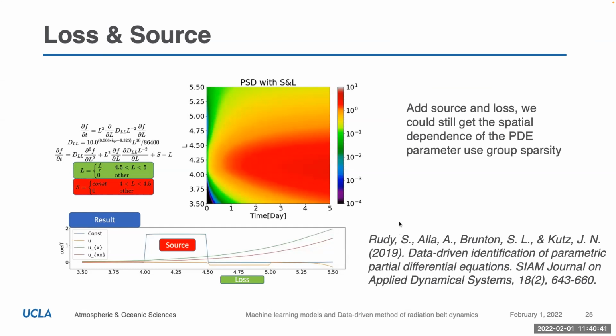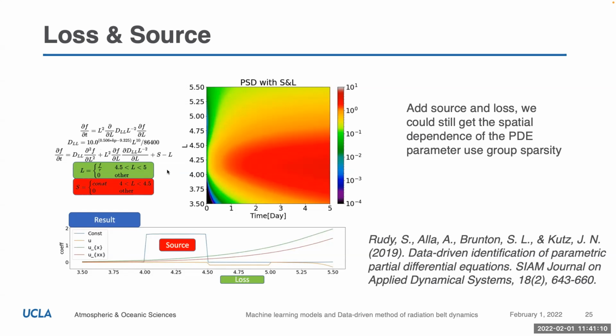So it's worth mentioning that our method could also be used to identify the source and the loss region in the radiation belt. Here, in the simulation of the Fokker-Planck equation, we also add the source and the loss region. And the PDE-FIND method successfully identified the source region and the loss region with their strengths.